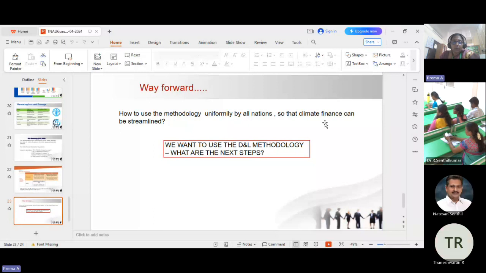And we want to use the D&L methodology, and what are the next steps? If we want to use them, what are the next steps we have to do? And the FAO has a guideline that this can be used to prepare adaptation information for the extended framework. The countries provide information related to support and to avert and minimize the loss and damage associated with the climate change impacts. And in order to have this type of analysis or estimates, the countries have to contact FAO, that is the latest recommendation that has come from FAO.